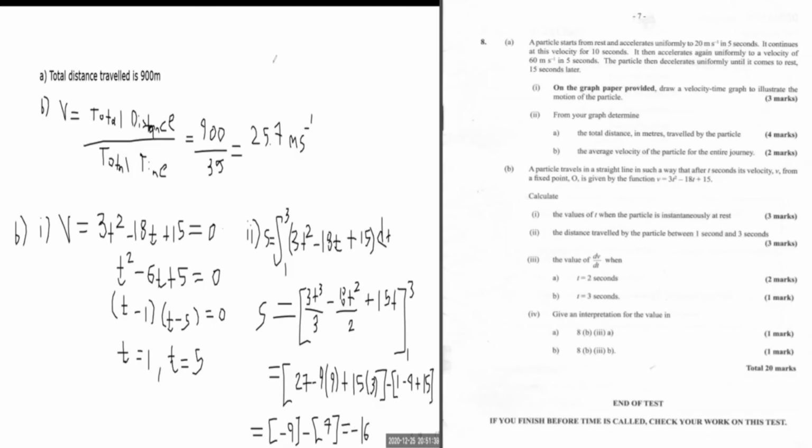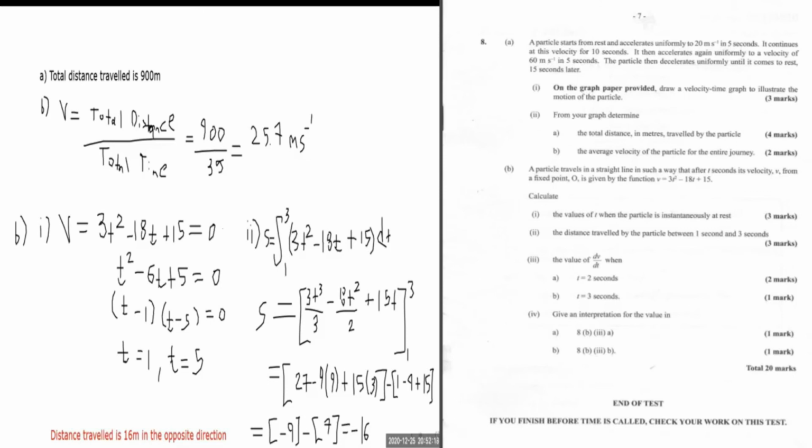Now, don't worry, the negative 16 doesn't mean anything bad. So this is the conclusion: the distance traveled is 16 meters in the opposite direction. That's all the negative means. You're traveling in the opposite direction from where you originally started. That's all that means. Let's change the color to maybe red. So that's the distance traveled. Nice and easy.